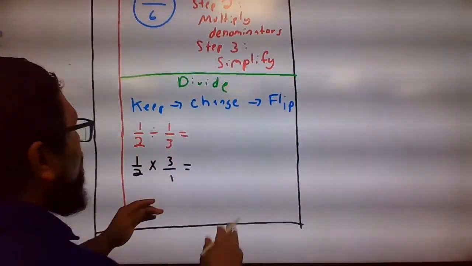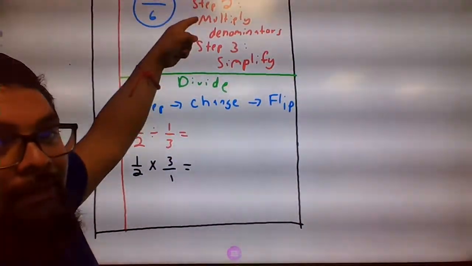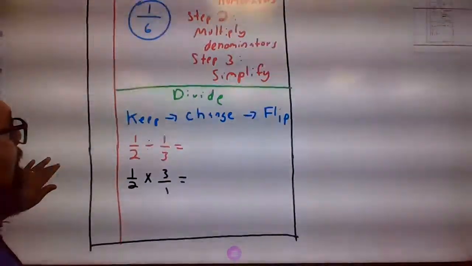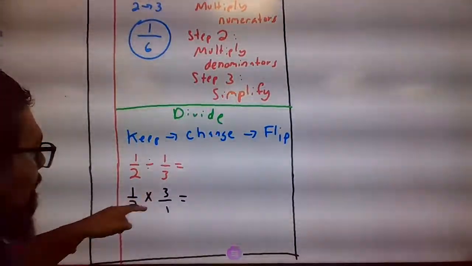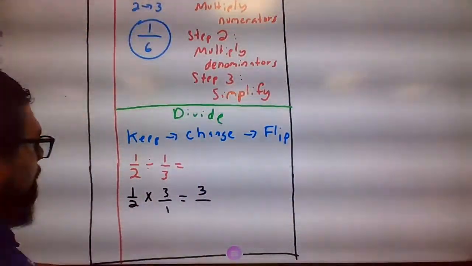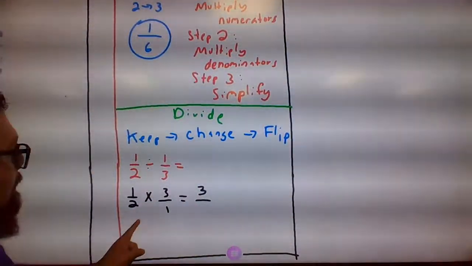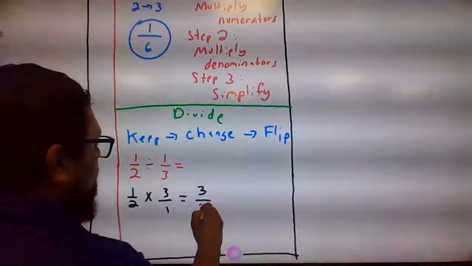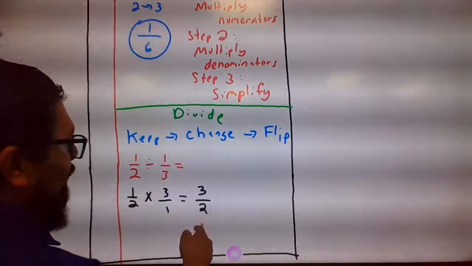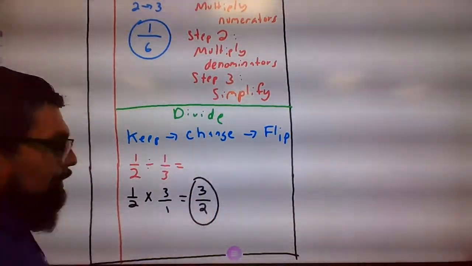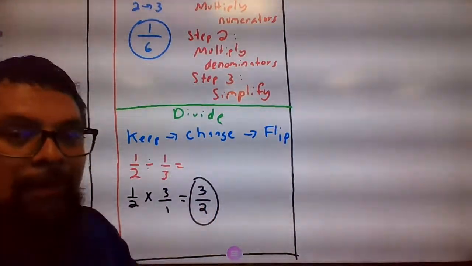And now you do the steps on the top. You do these steps. Step 1, multiply the numerators. So what's 1 times 3? And then step 2, multiply the denominators. 2 times 1 is 2. And then do we need to simplify it? No, we're good. It's an improper fraction, but we'll leave it like that.